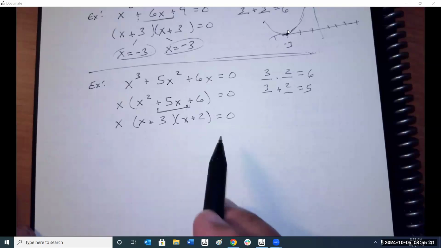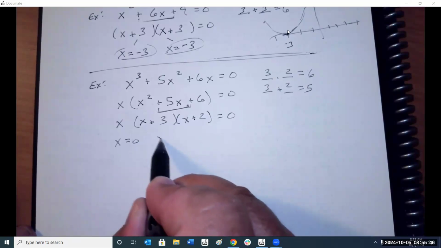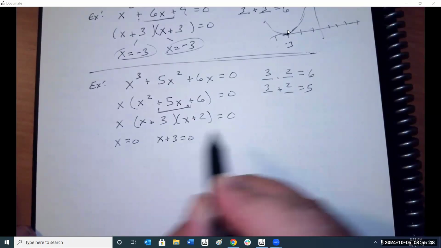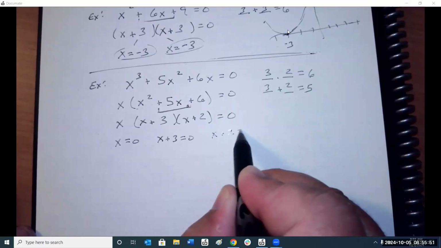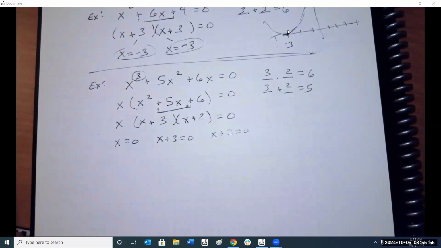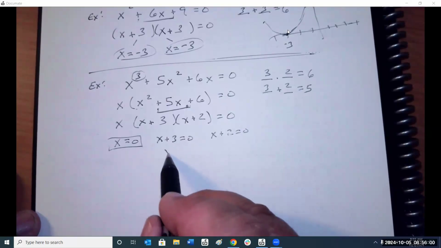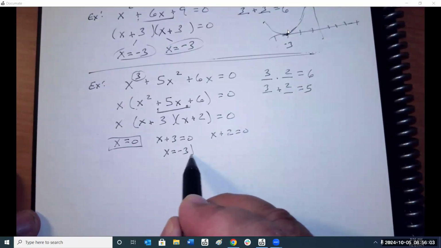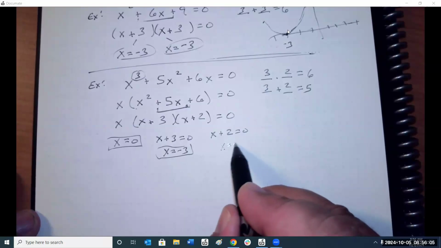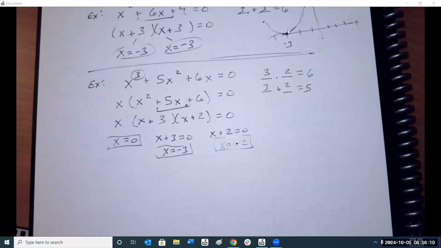All right, now, what this is telling us, anywhere you see an x, we set that equal to 0 when we solve for them. We know we're supposed to have 3 solutions because the degree is 3. So x equals 0 is one of them. x equals -3 is another one. And x equals -2 is the third one. So that's what we're looking at here.